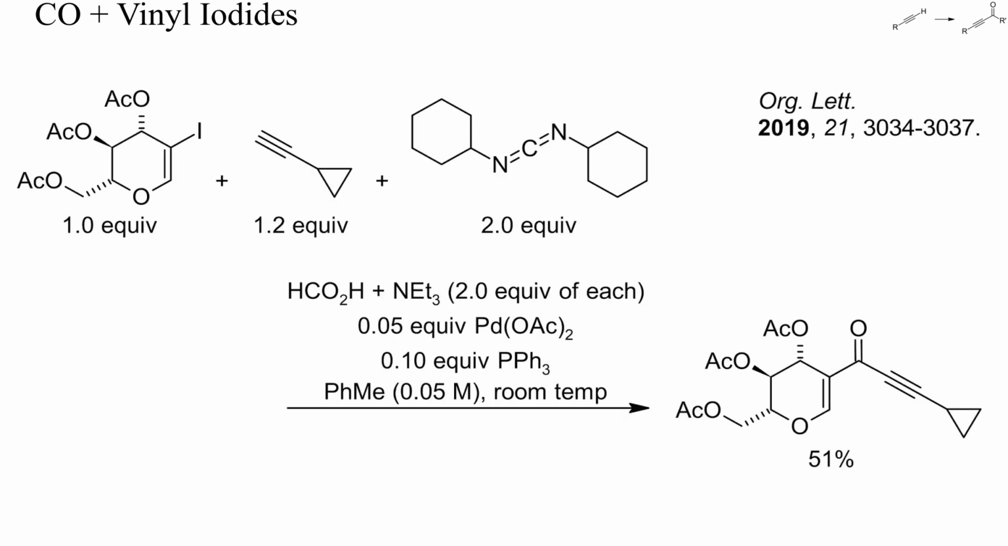Here, carbon monoxide was generated by dehydration of formic acid with a carbodiimide. No oxidant was required in this case because the active catalyst was palladium-0. Oxidative insertion into the carbon-iodine bond gave a vinyl palladium iodide, which reacted with the alkyne to a vinyl alkenyl palladium complex and iodide.